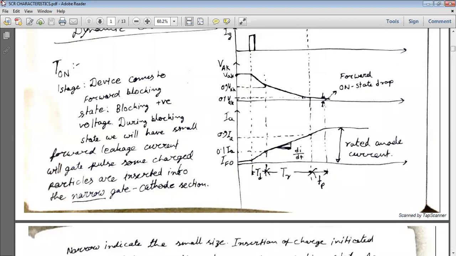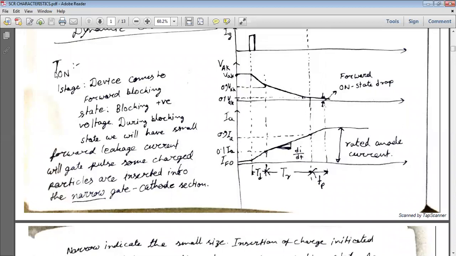When the gate pulse is applied, what will happen? Charged particles will try to move from the J2 junction to the J3 junction, and it takes some time to reach those junctions. That time is called spread time.